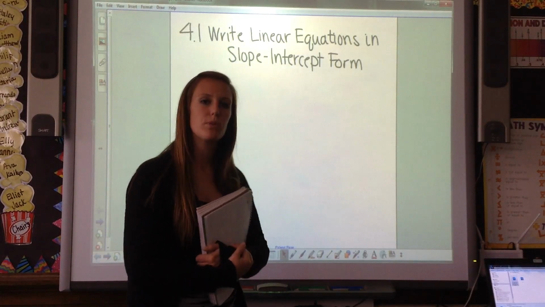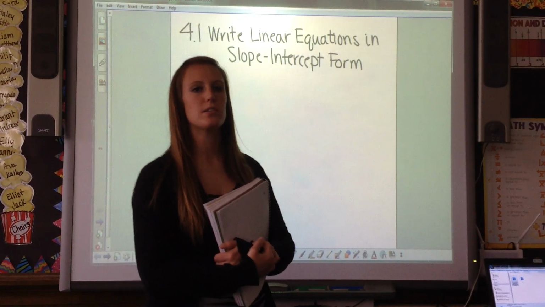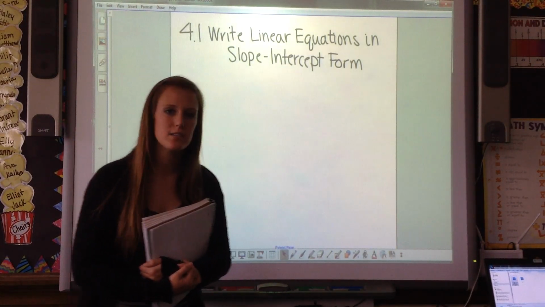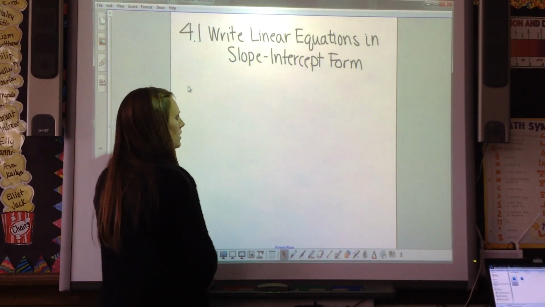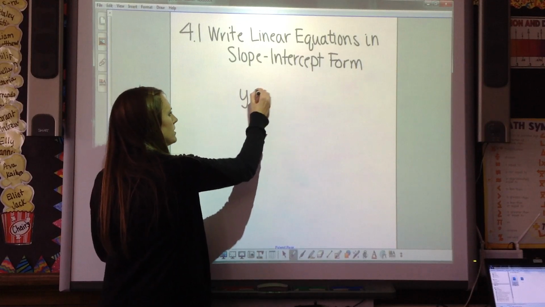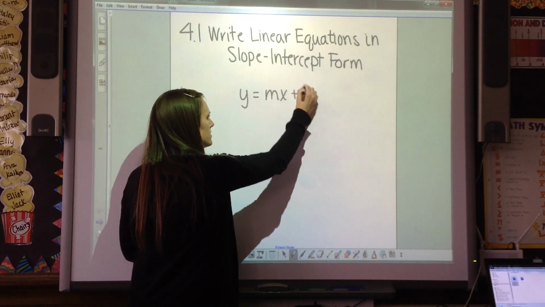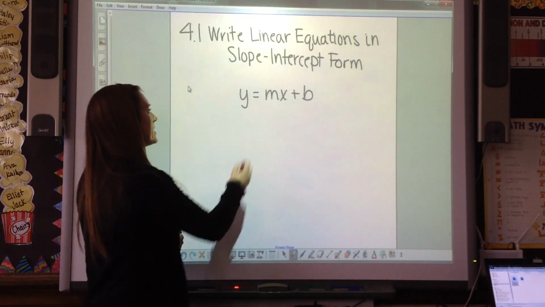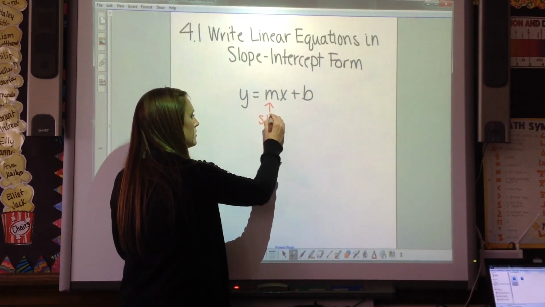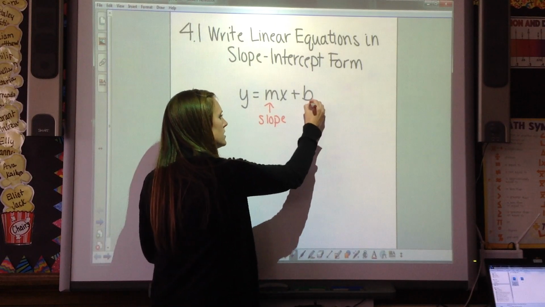In this lesson, we're going to be writing equations in slope-intercept form. So let me remind you what it takes to have an equation that has slope-intercept form. Slope-intercept form is y equals mx plus b. It's called slope-intercept form because it has a slope and it has an intercept.